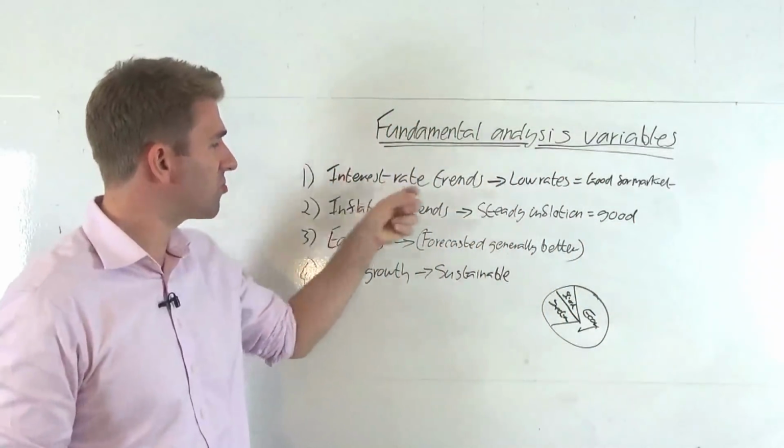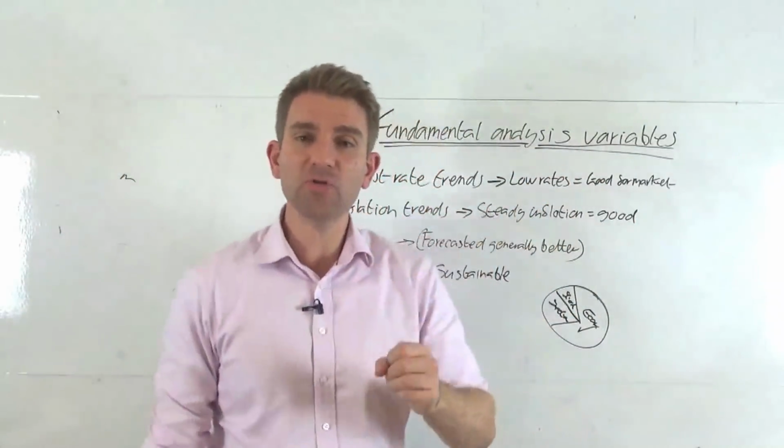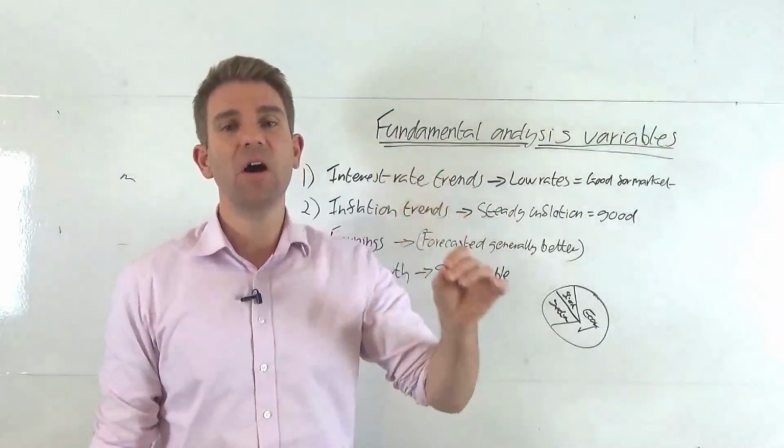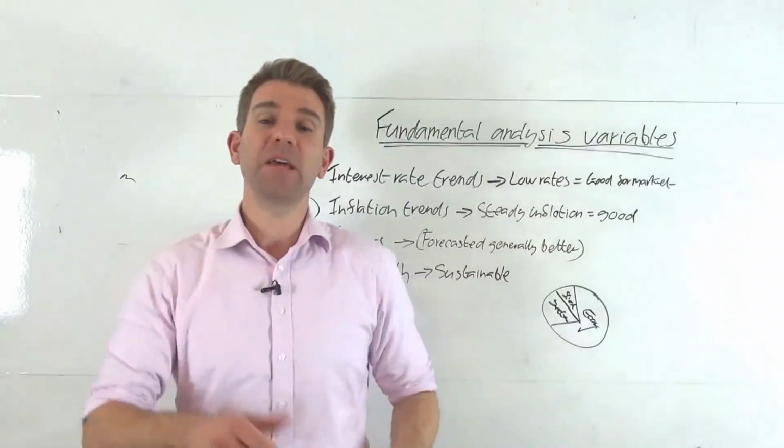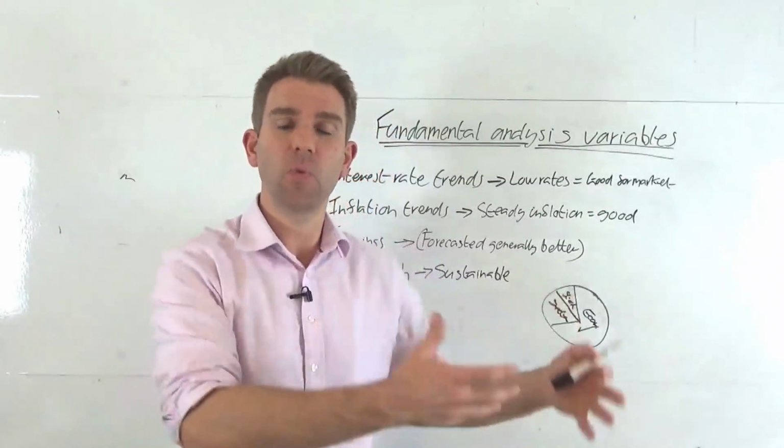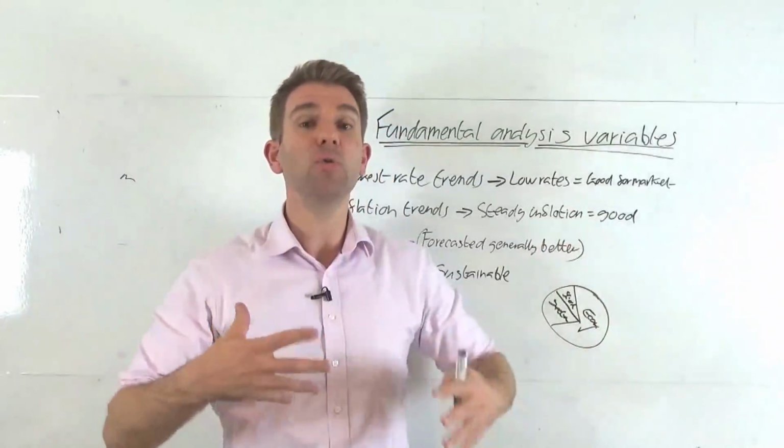Look at number 1, interest rate trends. Low interest rates or declining interest rates are preferred for companies. Why? Because it means they can borrow money cheaper, they can put it to work cheaper, they can expand, they can do all the things they need to do.